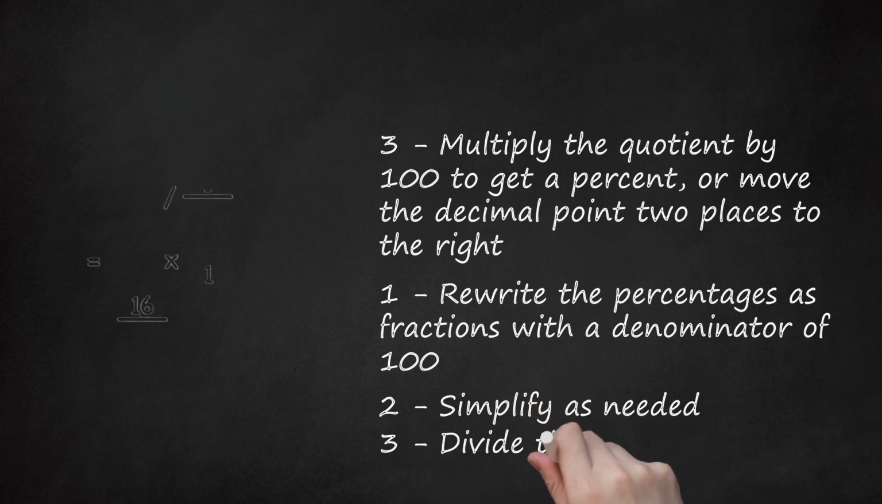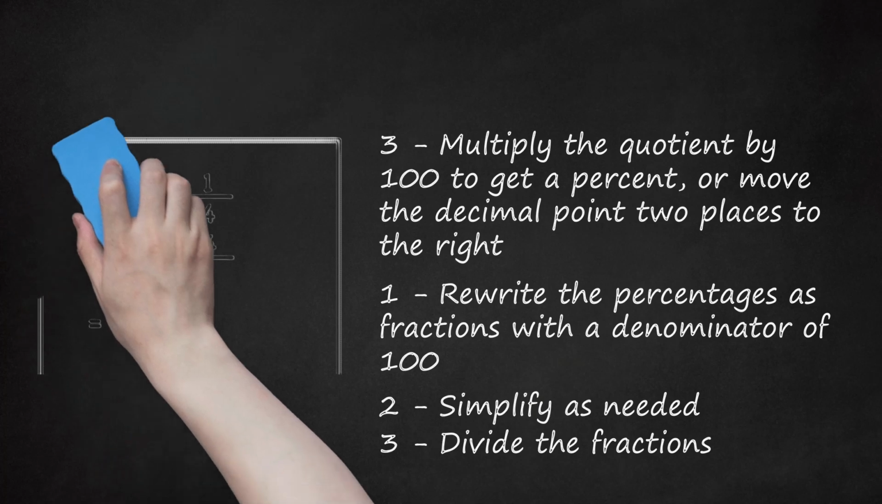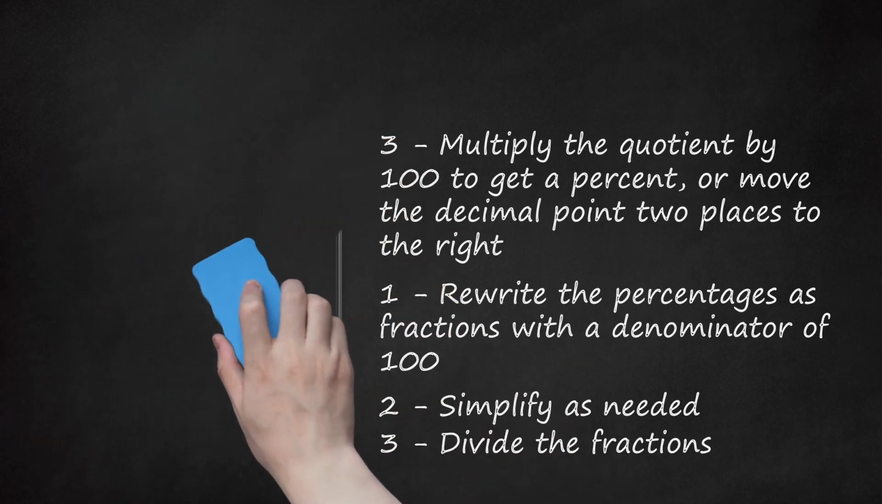3. Divide the fractions. To do this, multiply the first fraction by the reciprocal of the second one, flip the second fraction over. In the example given above, you would multiply 4/5 by 4/1, or 4, to get 16/5.